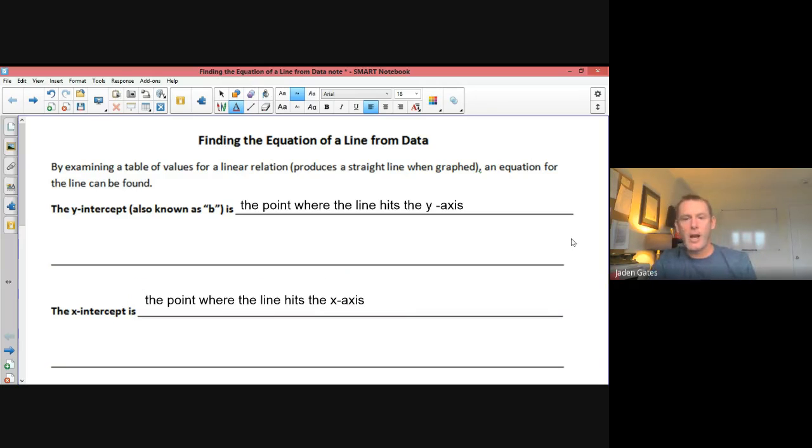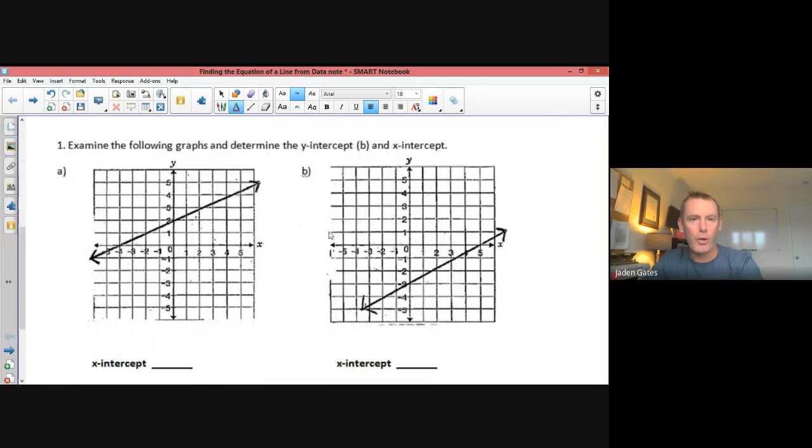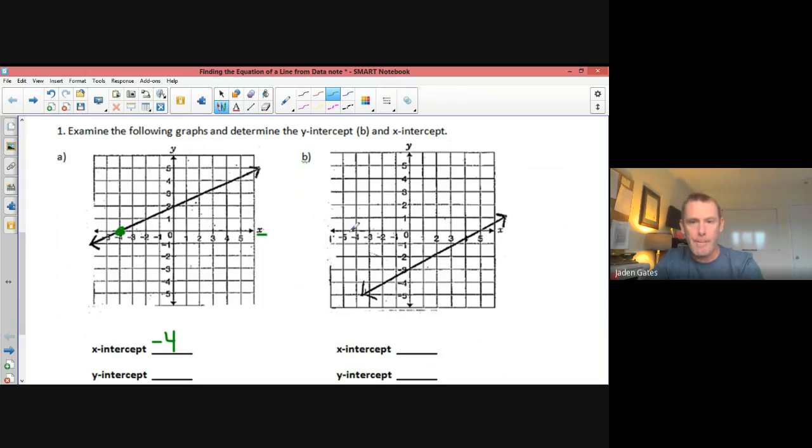All right. Now, how do we find those things? Well, I've got a couple of graphs here. Examine the following graphs and determine the y-intercept and the x-intercept. So I'm going to do the x-intercept first. On my line here, there's my x-axis, and I move over and look to where the line hits it. There it is. -4 is our x-intercept. I can do the same thing in B. Again, if I follow along my x-axis, there's where the line hits. The number is 5, so the x-intercept is 5.